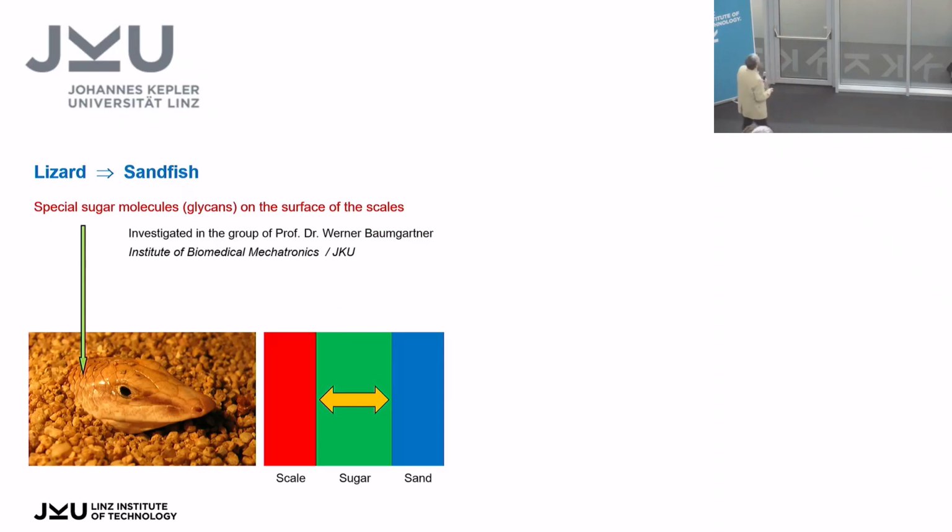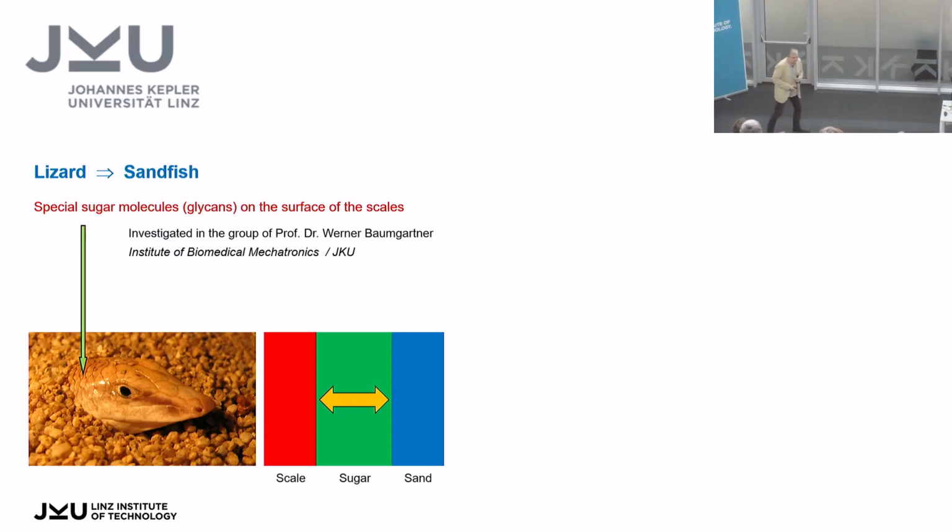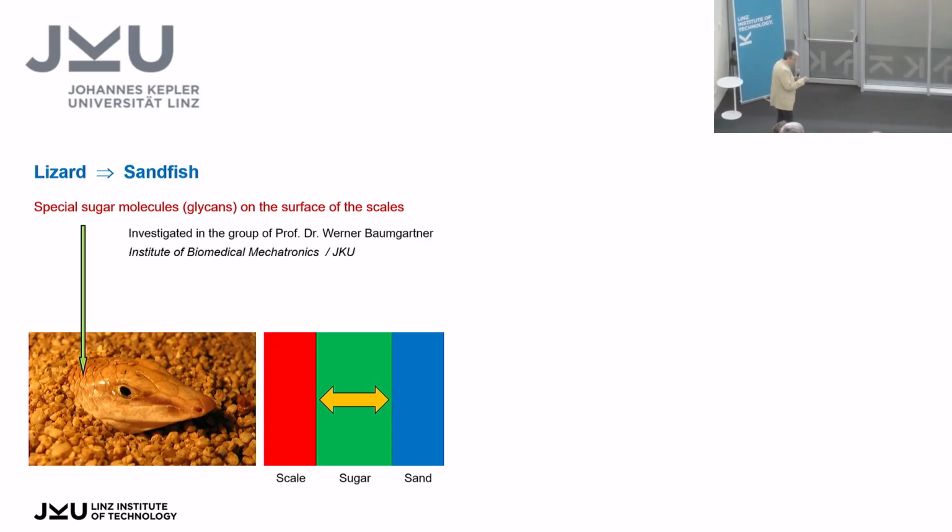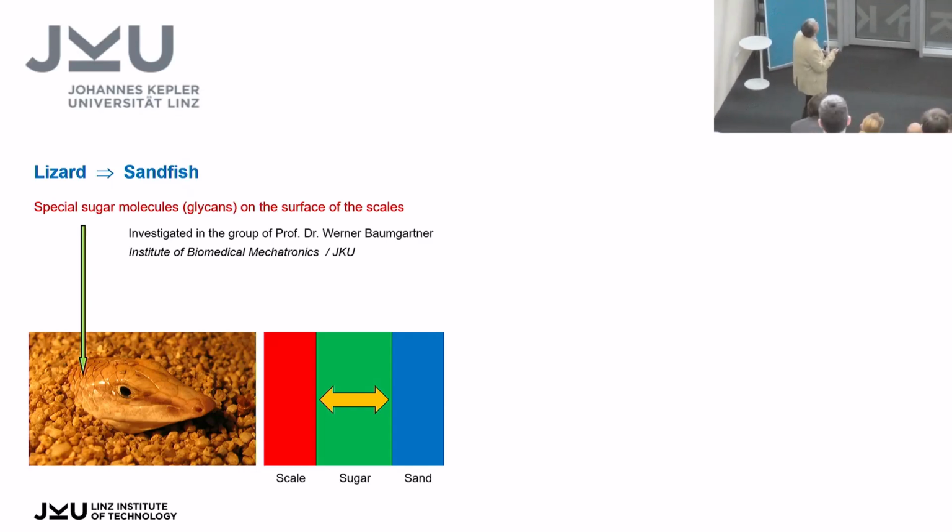So what has a lizard to do with that? This is a special lizard, which is called sandfish, because it's able to swim practically in sand. It has special sugar molecules called glycans on its skin, on the scales. This is investigated in the group of Professor Werner Baumgartner in the Institute of Biomedical Mechatronics here at the JKU. And he approached us to discuss the physical underpinning of this effect.